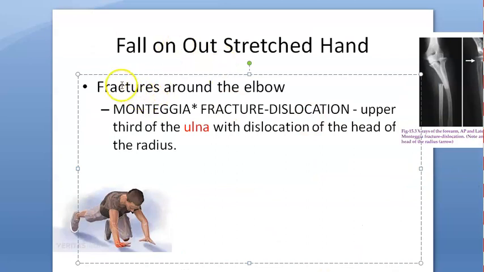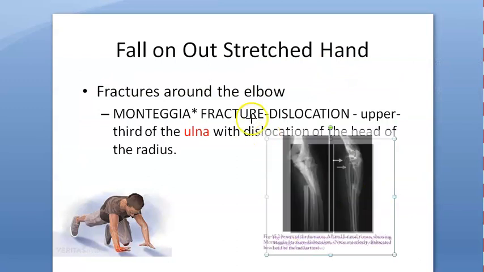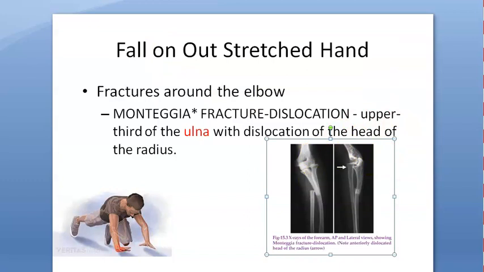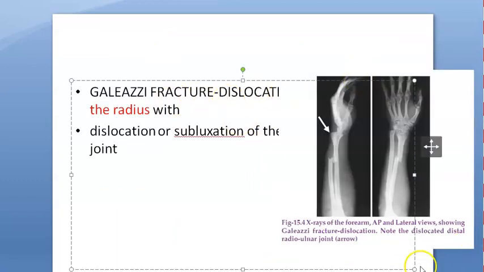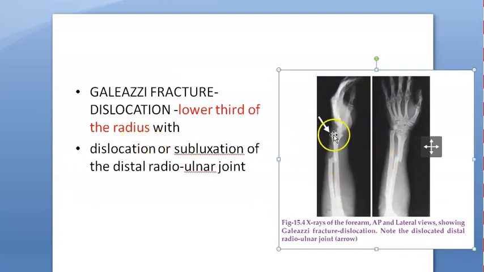Then coming a little more down after the humerus, what do you have? Elbow. At the elbow, you can have Monteggia fracture, in which there is a fracture of the ulna and dislocation of the radius. Then coming to the Galeazzi fracture, here it is the distal radius, lower third of the radius, which is fractured with the dislocation or subluxation of the distal radioulnar joint.